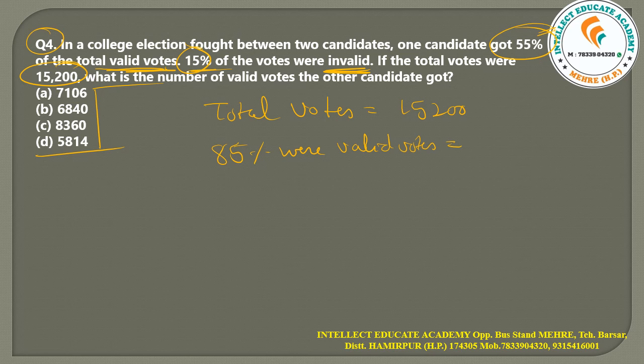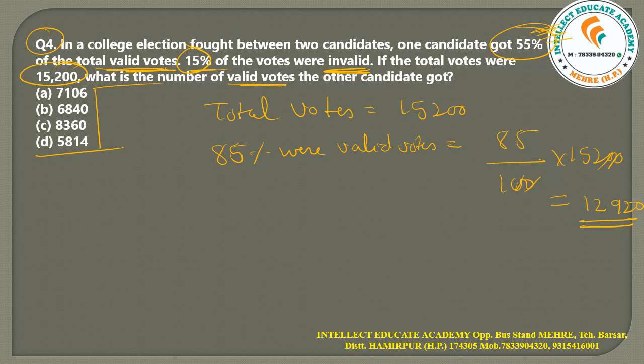So how much is this? 85% of 15,200 comes out to be 12,920. So this many votes were cast which were valid, and out of these votes 55% were gained by the student who won. So how much were gained by the student who lost?